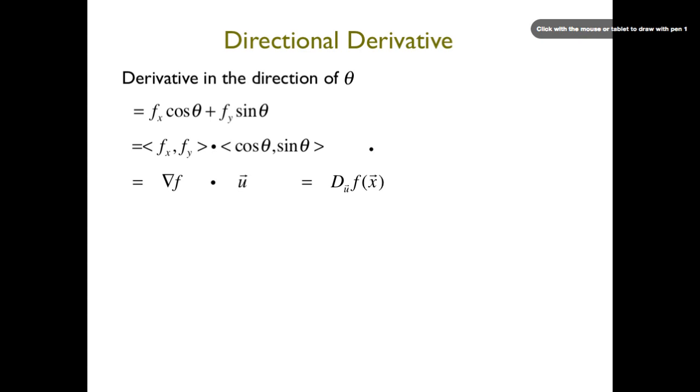Now, u is universal. We'll always use u to mean the unit vector in the direction we want. So this is a number, right? This is the rate of change of the function f at a given point in the direction of u. Lots going on there, right? It's the rate of change of the function f at a particular point in the direction of u.